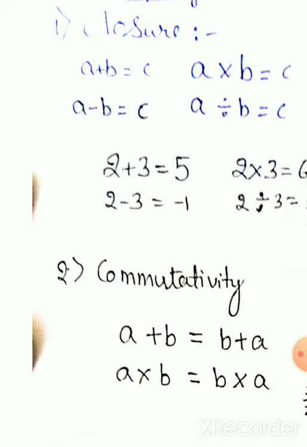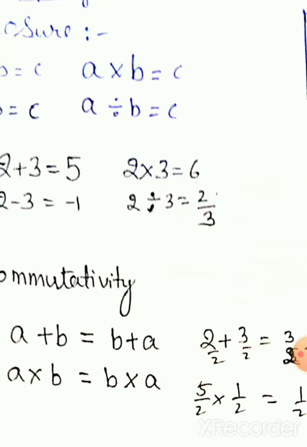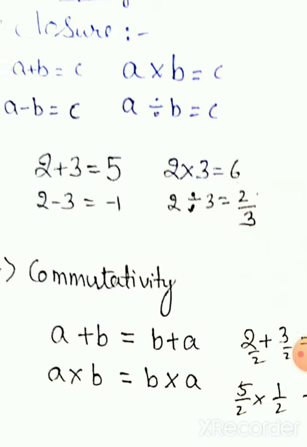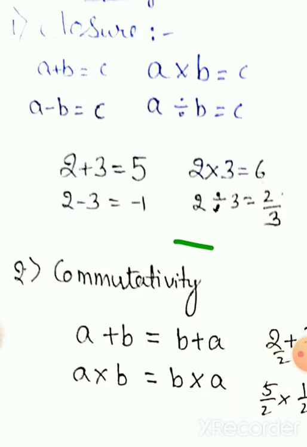Okay, in case of division also the same case arises. 2 and 3 are whole numbers, but on dividing 2 by 3, do we get a whole number? No, we do not get a whole number. Hence it is not closed under division. But if you see for rational numbers, you will get something interesting.